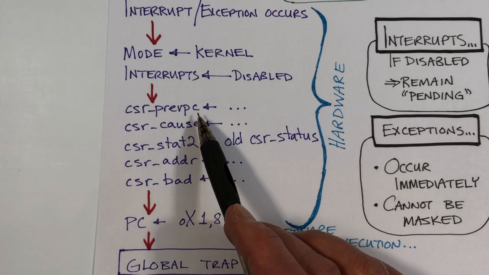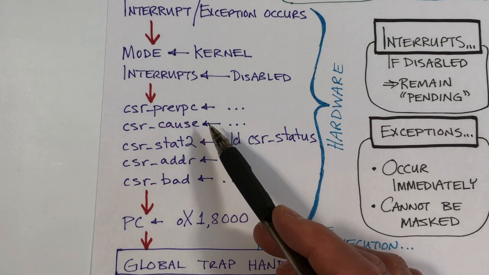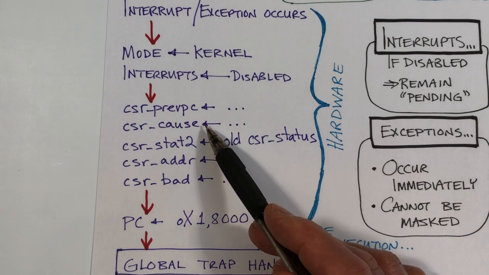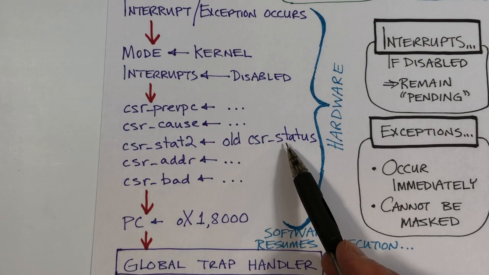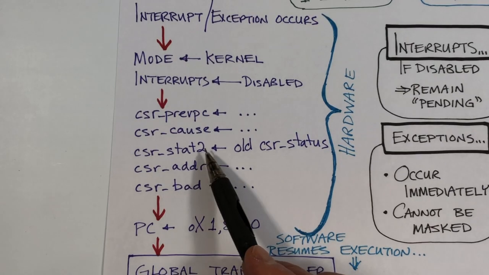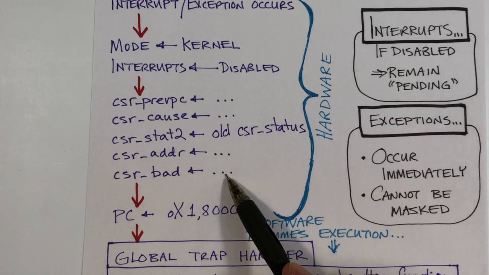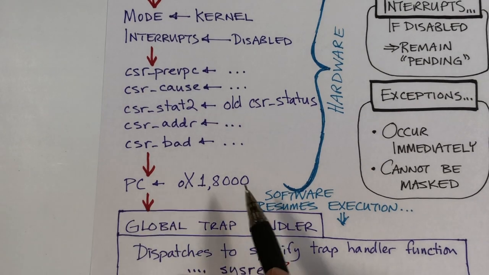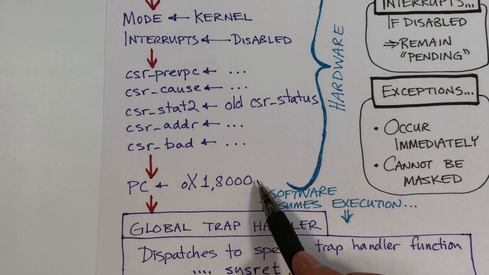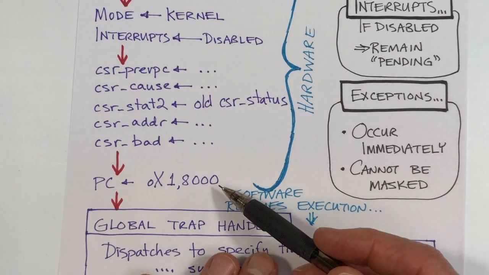Then the hardware will save a bunch of information about the current state of the processor. The program counter is saved in the pre-PC. Cause will be set to a number, which will indicate what exactly is the nature of the interrupt or exception, which interrupt or which exception has happened. The status register, that is before the bits are altered, will be saved in the CSR register called stat2. And we have some other information that will be saved, and the exact nature of this information will depend on which interrupt or exception has actually occurred. And finally, the program counter will be set to this fixed value. This is part of the Blitz ISA. This particular number is where the global trap handler software will be. So after the hardware does these actions, instruction execution will resume.